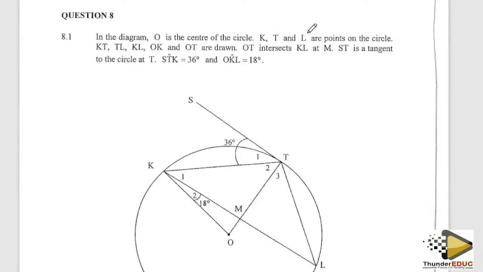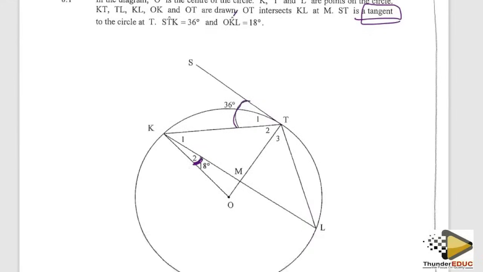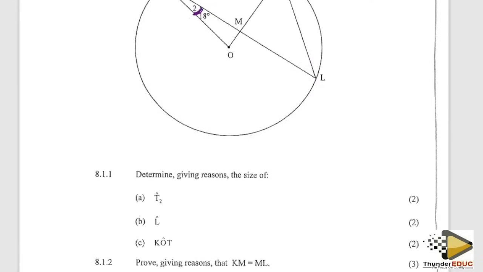KTL points, these ones are drawn, OT intersects that at M, and then you have a tangent. So this point here is big O. And then they're telling us that STK is 36, and this is 18. First question, they want us to get T2.